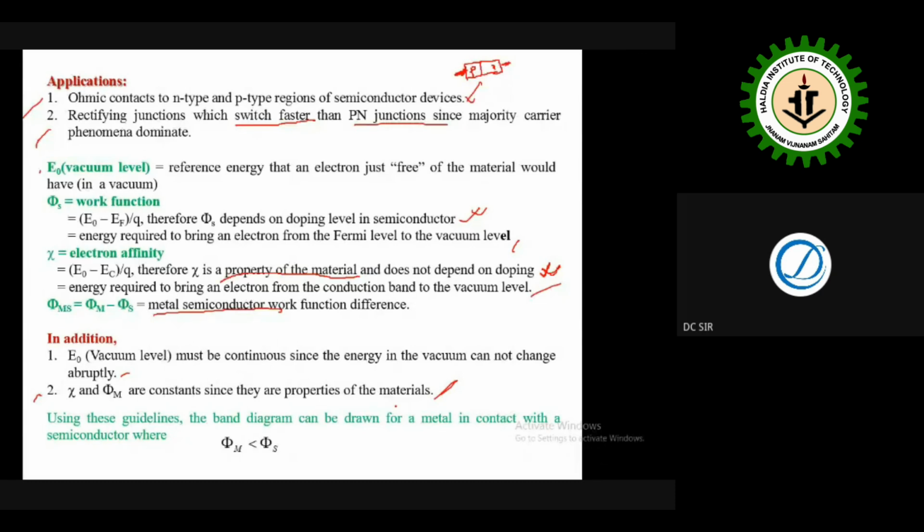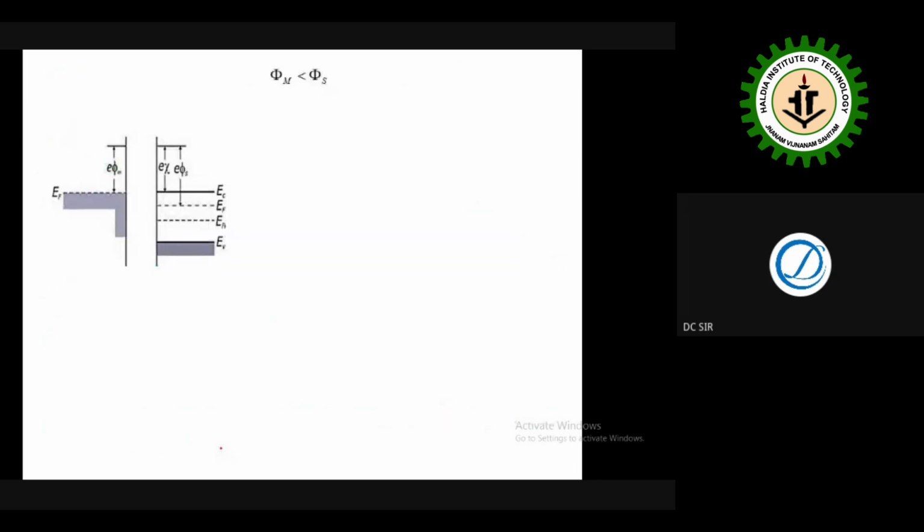So using these guidelines, the band diagram can be drawn for a metal in contact with a semiconductor where phi m is less than phi s. When this happens, we have a metal and an n type semiconductor. Why n type? Because the Fermi energy level is closer to the conduction band.